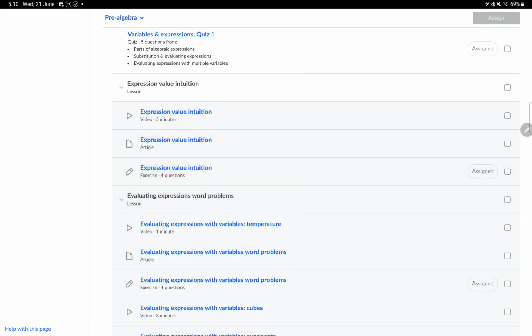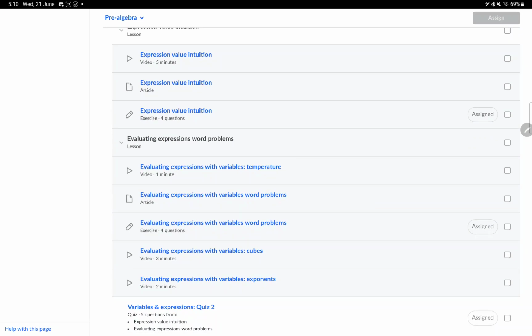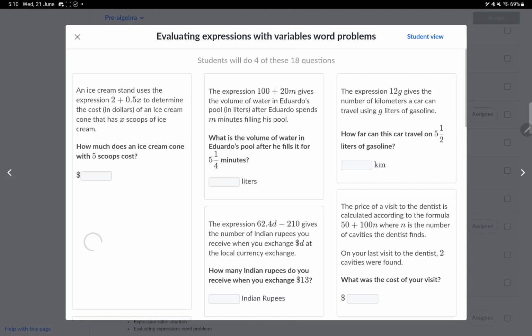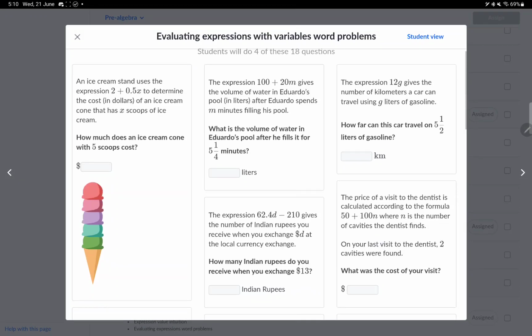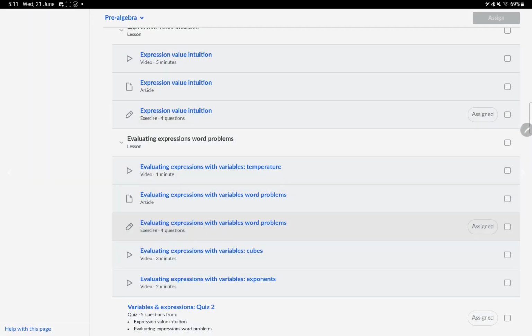Okay, let's see. Word problems, writing expressions. Okay, so one last topic, and then I'll get you guys started on it. Okay, I think that should be it. So get started on the questions first, and then I'll help you as you go.